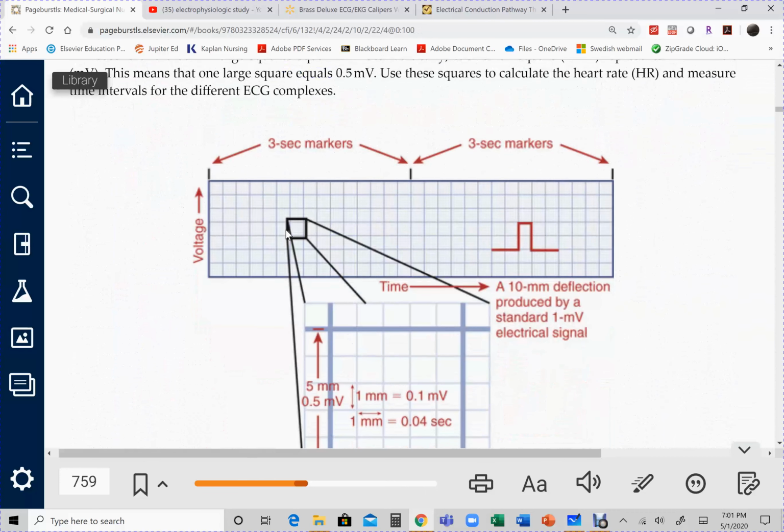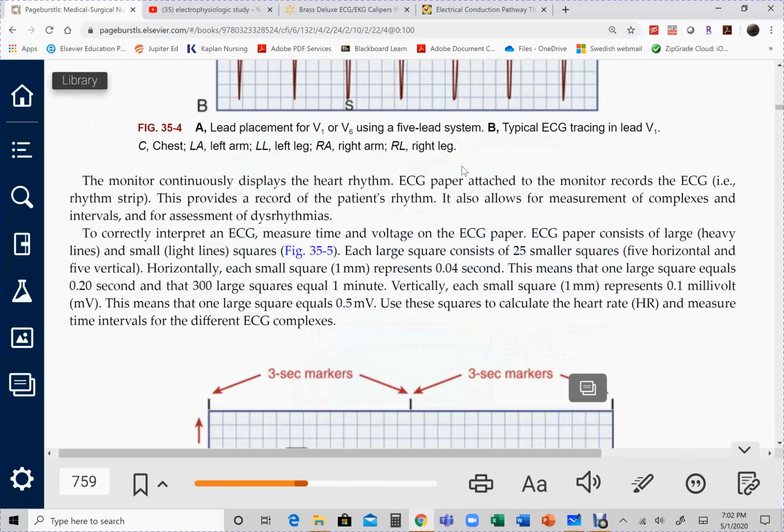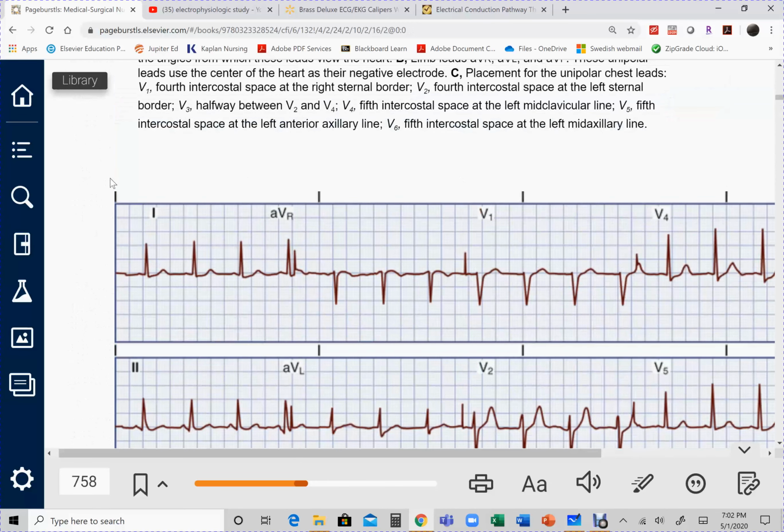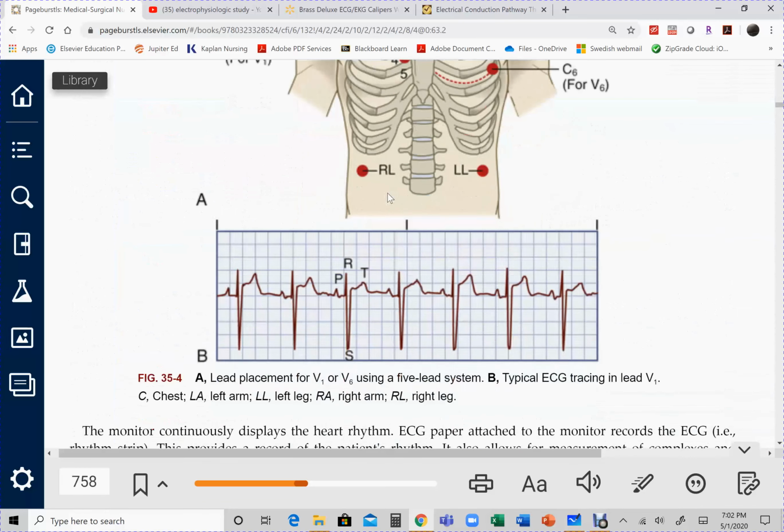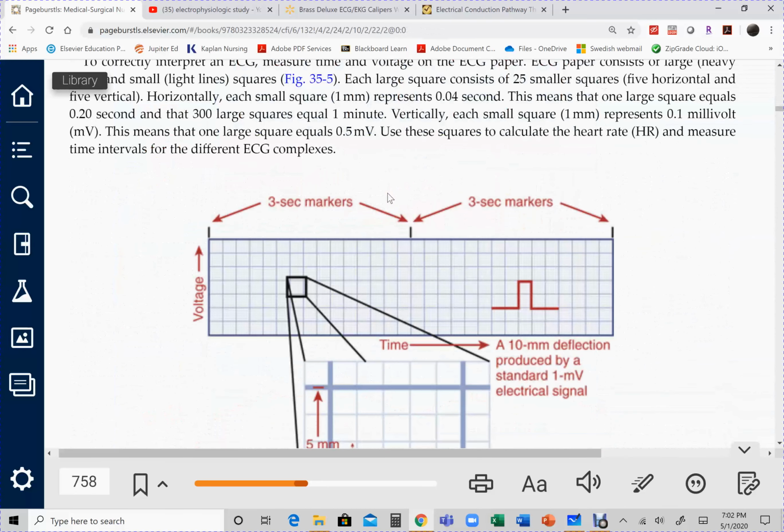All right, we need to know how the EKG paper works. Okay, so this is a standard cardiac rhythm strip. Think of it as a piece of the 12 lead EKG paper that we tore off. Just like the 12 lead EKG, they have 3-second markers. So these lines here, there are solid lines every few inches. I'll explain why they are 3 seconds.